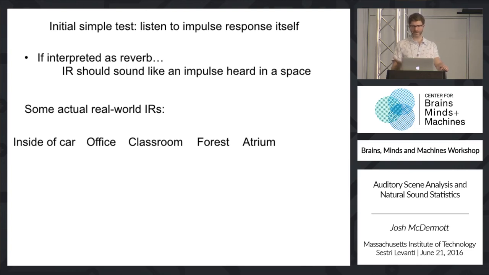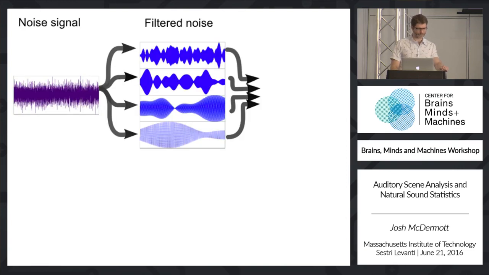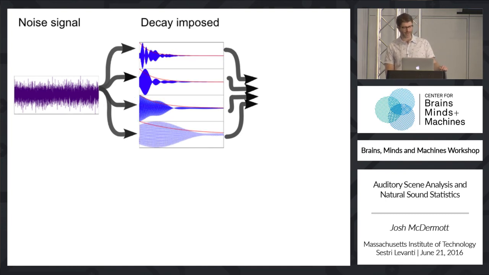All right, so in this room, they all kind of sound the same, but the point is they sound like impulses in spaces. All right, so we're going to synthesize impulse responses just by taking a white noise signal, splitting it up into different frequency bands, imposing different kinds of decay. In this case, this is exponential decay with different decay rates, and then adding them up to get a synthetic impulse response. So we can then listen to it.